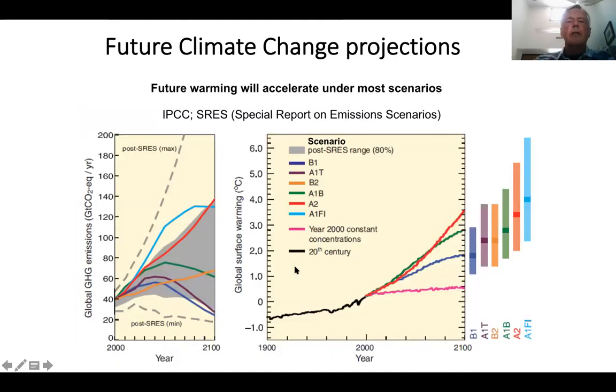The question is, in addition, what's going to happen? And here there's a lot more uncertainty, and that uncertainty has to do with the future scenarios of emission, right? So the IPCC, the Intergovernmental Panel on Climate Change, has produced a series of special reports called the SRES reports. This acronym means the Special Report on Emission Scenarios.